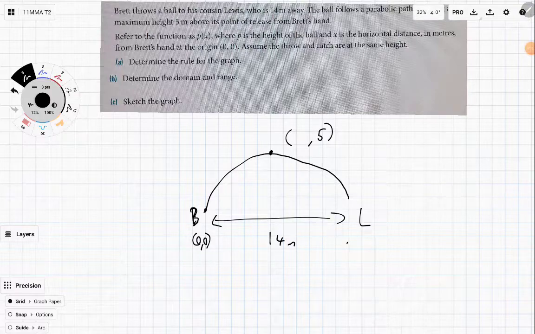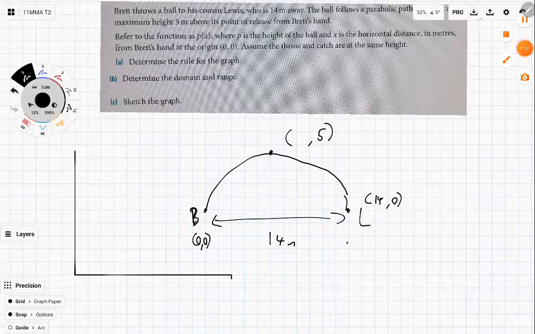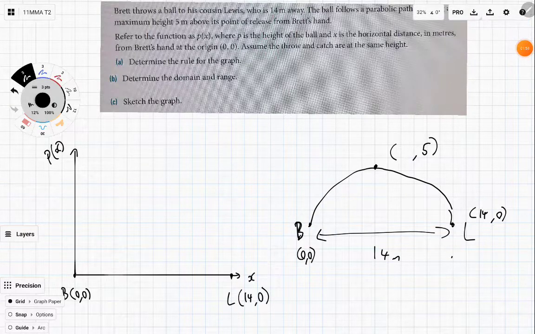Lewis is over here. He's going to be at the same height, which means that he's also going to be at 0. And this is going to be then 14, 0, because he's 14 away. So let's create a more proper looking graph and see what we get. Alrighty. And so you can see here, now I've just got to draw in the arc. Now, we know there's a turning point along here somewhere.